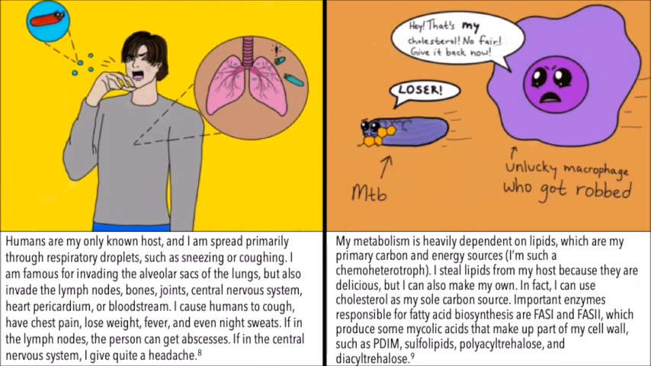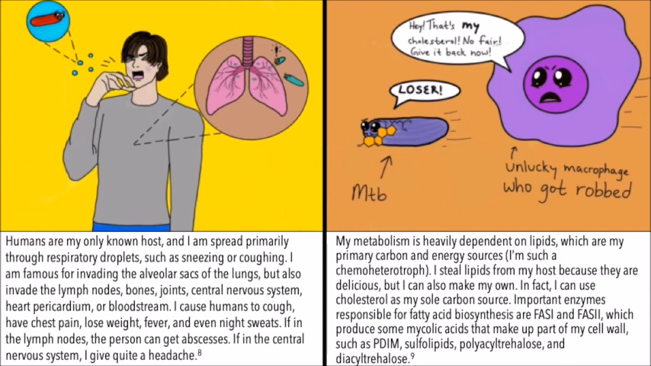Humans are my only known host, and I am spread primarily through respiratory droplets, such as sneezing or coughing. I am famous for invading the alveolar sacs of the lungs, but also invade the lymph nodes, bones, joints, central nervous system, heart pericardium, or bloodstream. I cause humans to cough, have chest pain, lose weight, fever, and even night sweats. If in the lymph nodes, the person can get abscesses. If in the central nervous system, I get quite a headache.